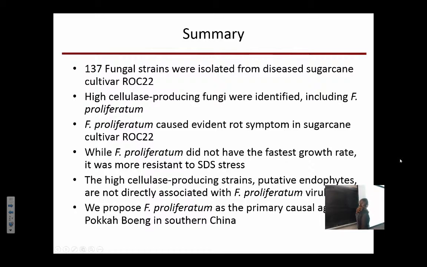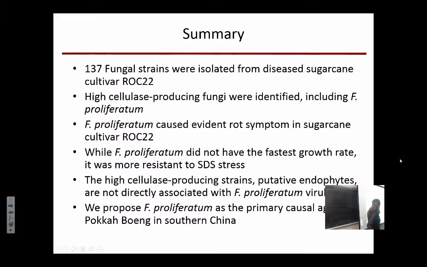So just in summary, I isolated a total of 137 fungal strains from diseased sugarcane cultivar ROC22. I was able to narrow it down to the top 10 high cellulase producers, one of which was Fusarium proliferatum. Based on my pathogenicity assay, we saw that Fusarium proliferatum caused evident rot symptoms in sugarcane cultivar ROC22. And while the fungus didn't have the fastest growth rate, it was the most resistant to SDS stress.